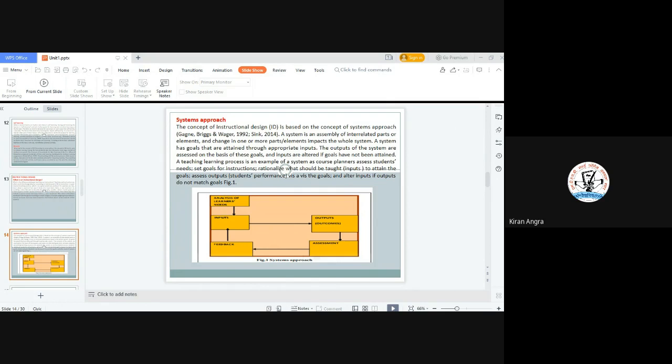Learning basically has three domains. One is cognitive, which involves thinking. Second is affective, which involves feeling and respect. And third is psychomotor, which involves the coordination of thought and physical movement.